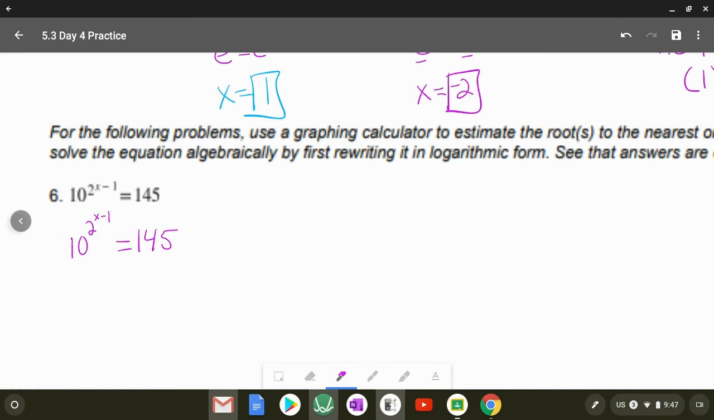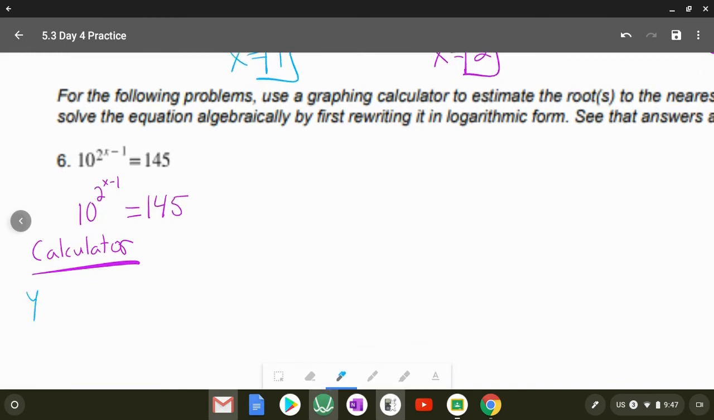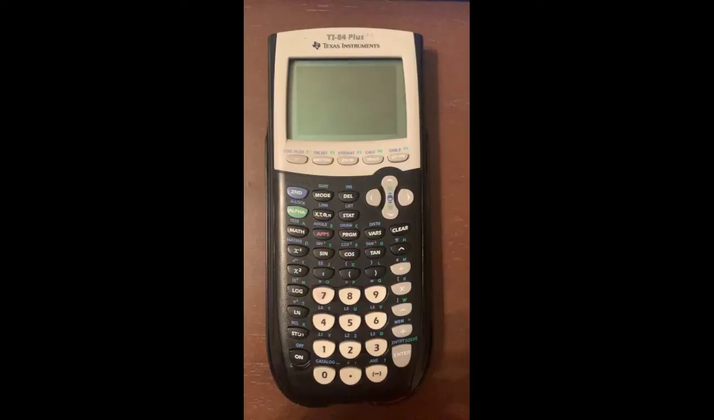So if we go through this one on the calculator, what we would do is, because these two are equal, we're going to set y1 as our first equation, which is on the left side, and the y2 as the right side. Now I'm going to go ahead and show you on the calculator exactly how you type these in, and then the steps that you go through to find that answer.